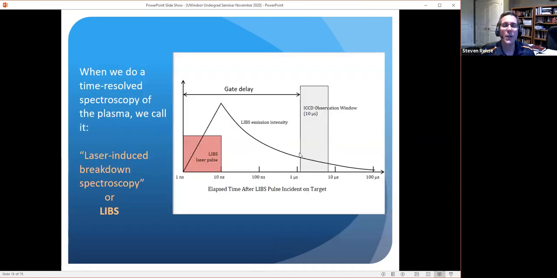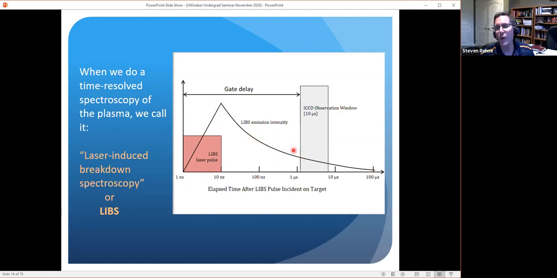So here's a time graph of what my experiment looks like. So in the first, start a stopwatch, in the first 0 to 10 nanoseconds, the LIBS laser pulse comes in. During that time, the emission from the plasma is going up, up, up. After the pulse is done, it's not absorbing any more energy, and it's probably just getting dimmer and dimmer all the way out.